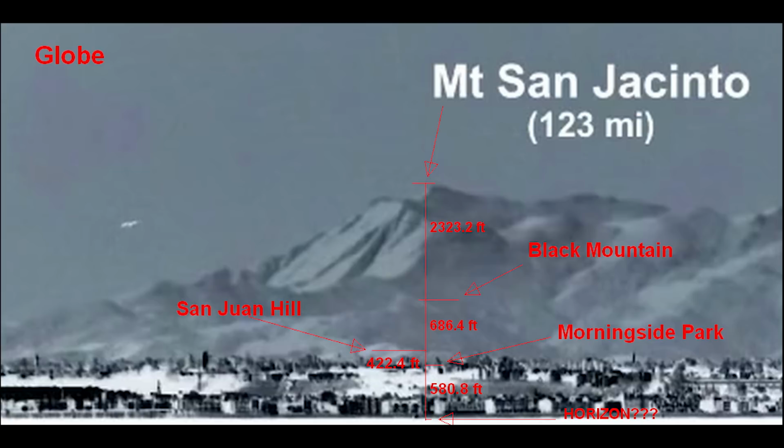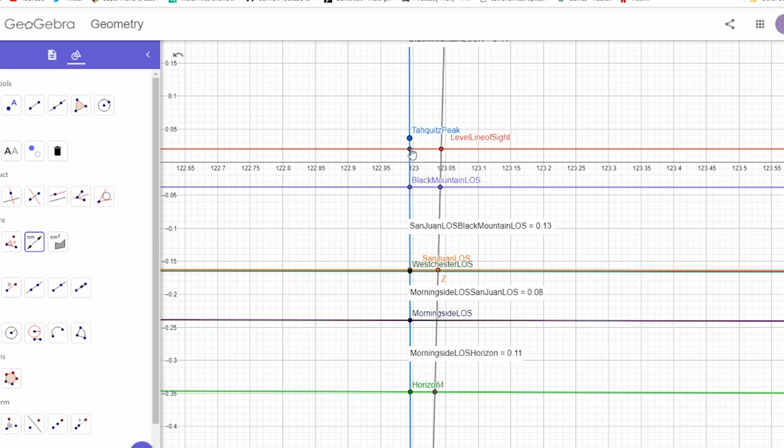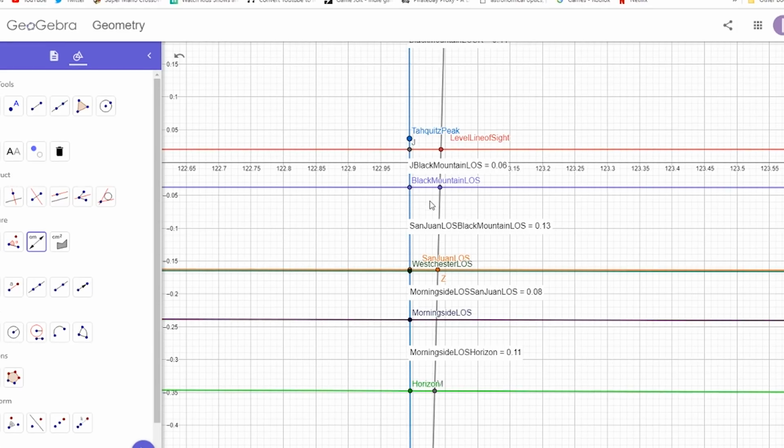Something is missing though. Where is the eye level at San Jacinto? I will now measure that and add it to the image. The eye level is 1,953.6 feet visible above the horizon, and 316.8 feet visible above Black Mountain according to the globe.